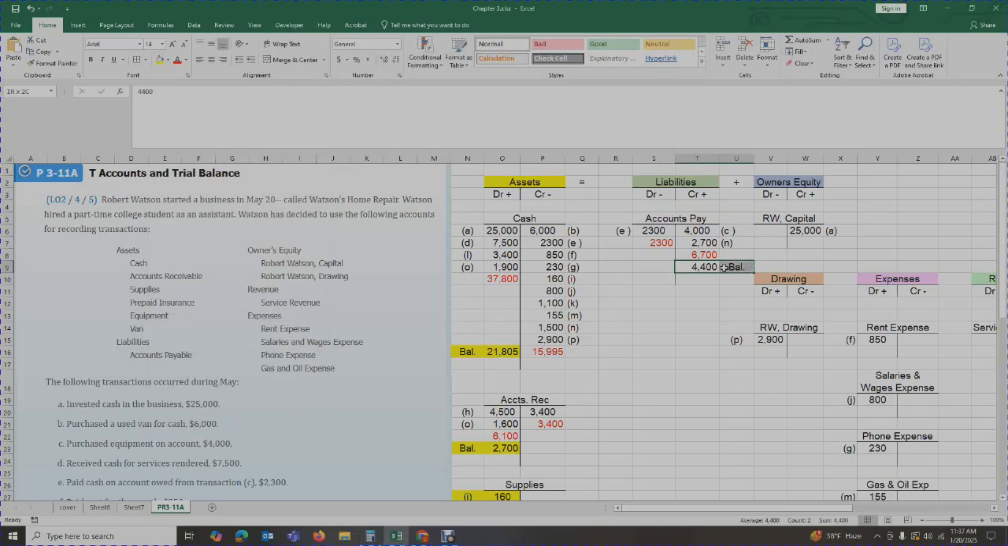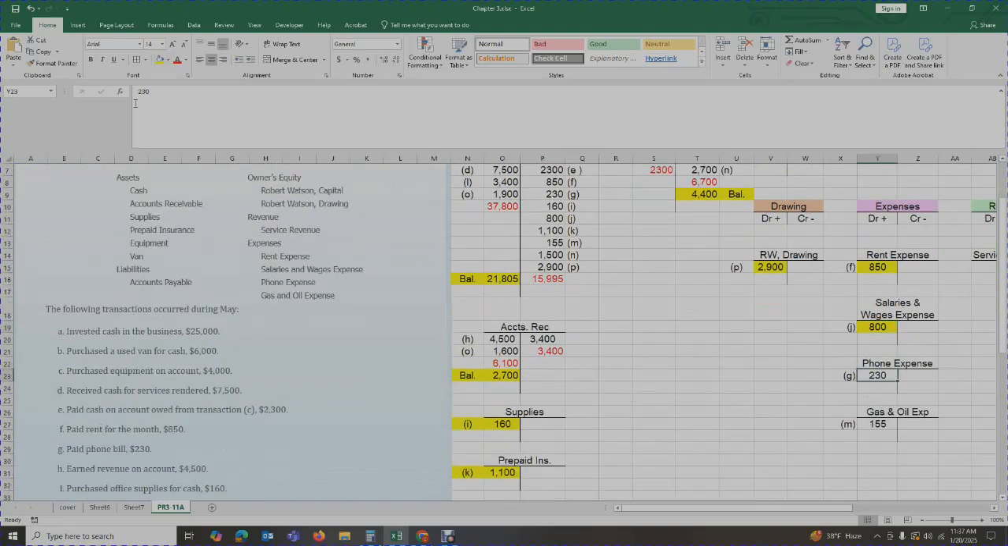So this is what I owe as of the end of the month. I used to owe 6,700, but then a payment was made of 2,300. So now I only owe $4,400. That is the total debt that I have. For capital, it's only one transaction. That's my ending balance. For drawing, I only have one transaction. That's my ending balance. For the expense accounts, we only have one expense account in each. So those will be my ending balances.